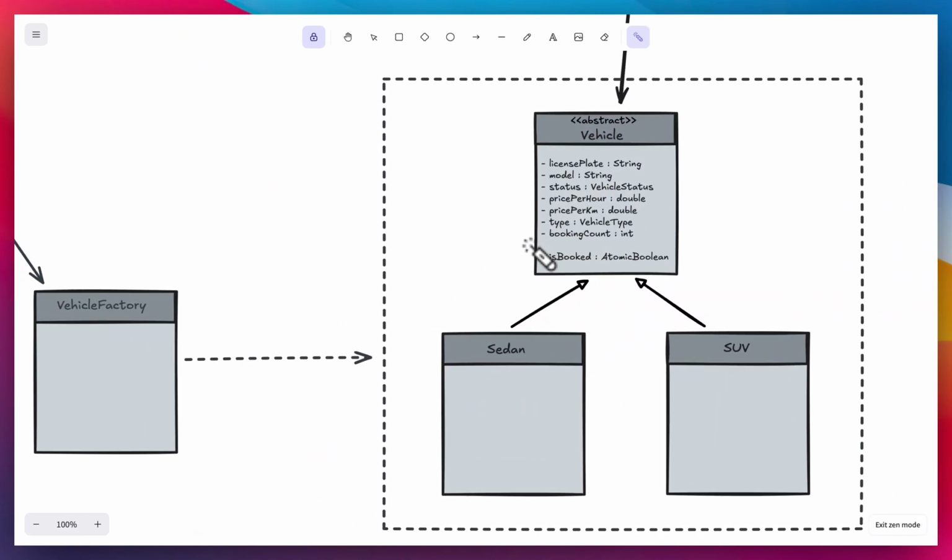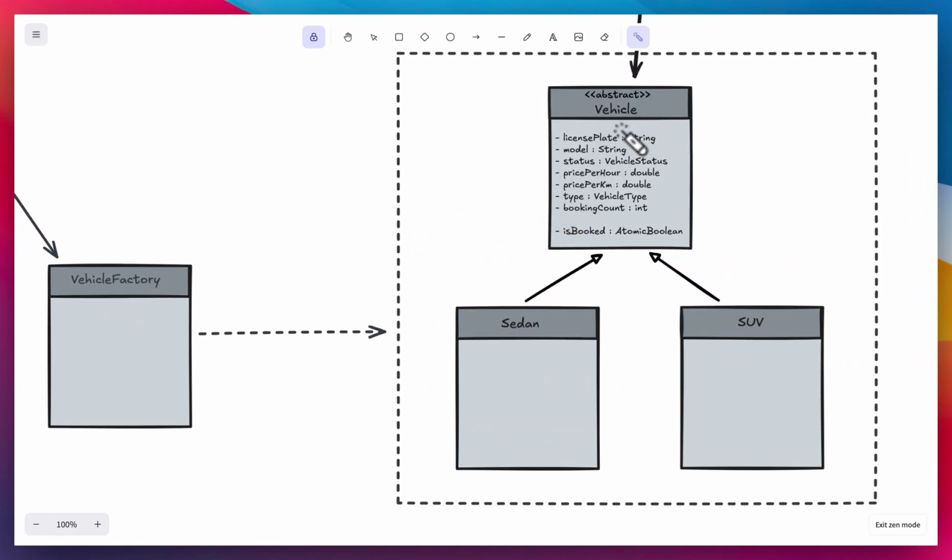Then over here I have the abstract vehicle class. The vehicle class has certain attributes which would be shared between all the concrete classes, like sedan and SUV. Both will have their own license plate, both will have their own model, and so on and so forth. So they have the status, which is the status of the vehicle. For example, they can either be booked, available, or in maintenance. Similarly, they will have their own price per hour and price per kilometer.